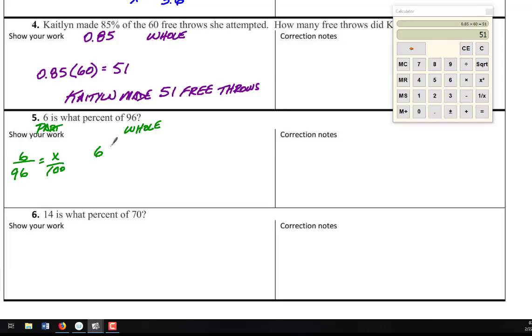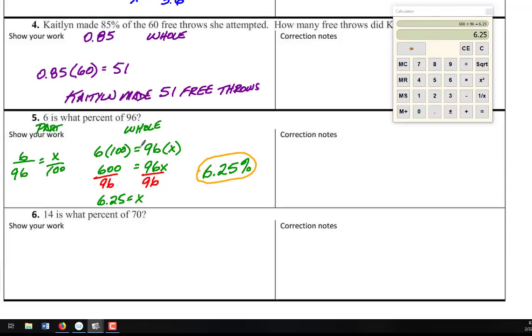6 times 100 equals 96 times x. 6 times 100 is 600, equals 96 times x is 96x. This time 96 is our coefficient, and so we're going to divide both sides by 96. And so we have 600 divided by 96 is equal to 6.25. So 6.25 is equal to x, which means our answer is 6.25%.